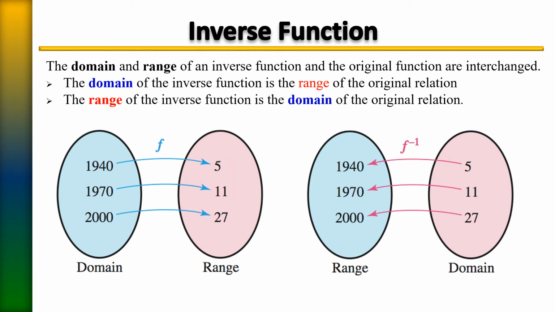Well, if you look at the inverse of the function, and by the way, we write it as f inverse of x. So f of -1 represents the inverse of the function. Here, the year is now the range instead of the domain, and the number is now the domain. So the domain and range, simply put, they switch places or are interchanged with the function and its inverse.